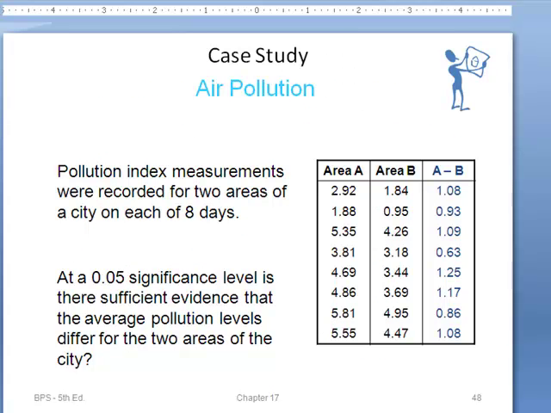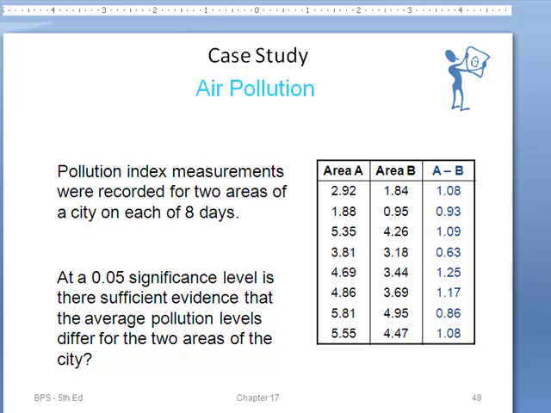So let's take a look at this example. The pollution index measurements were recorded for two areas of the city on each of 8 days. At a 0.05 significance level, is there sufficient evidence that the average pollution levels differ for the two areas of the city? So we have area A and area B. What we want to see is if there's any difference at all in these two areas. So we're going to calculate the difference in their pollution rates. That's what that third column is, the A minus B.